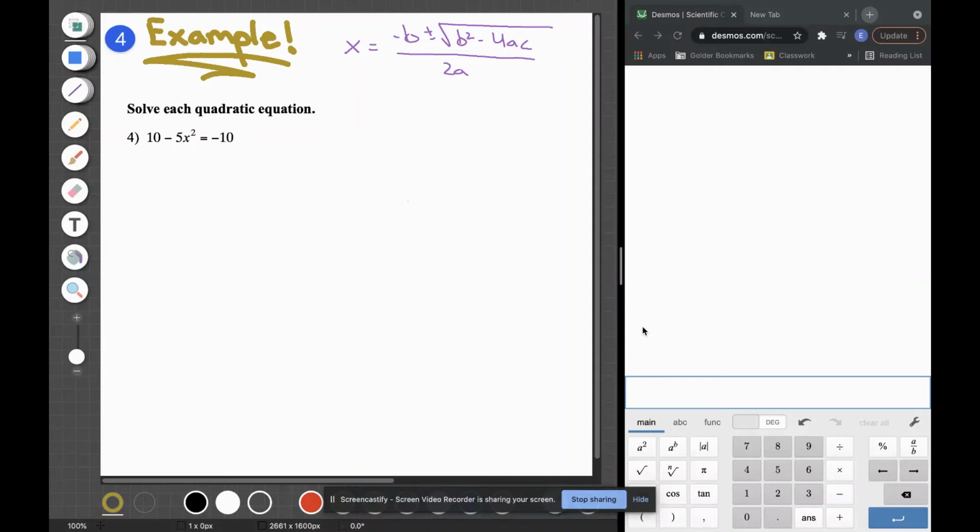All right, so we're down to the last two problems. For both of these, you're trying to solve each quadratic equation. Remember, solve means we need to get our x by itself. Okay, so how would I do this?